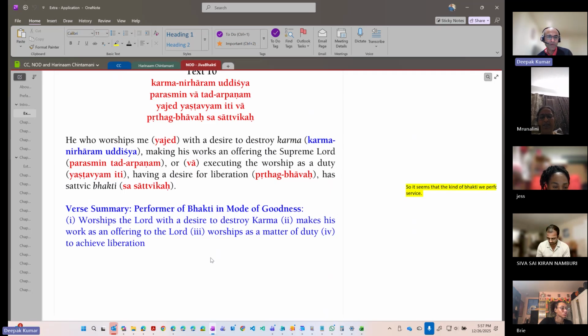Read the verse summary. Okay. Verse summary: the performer of bhakti in the mode of goodness worships the Lord with a desire to destroy karma, makes his work an offering to the Lord, and worships as a matter of duty to achieve liberation.